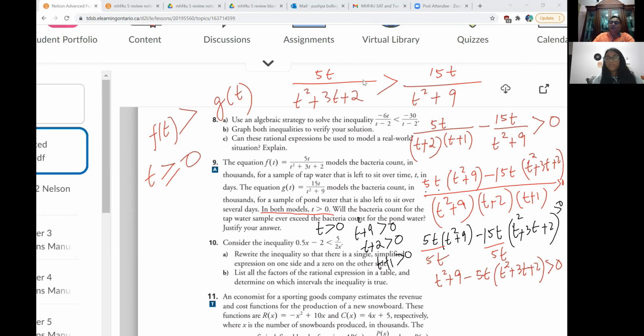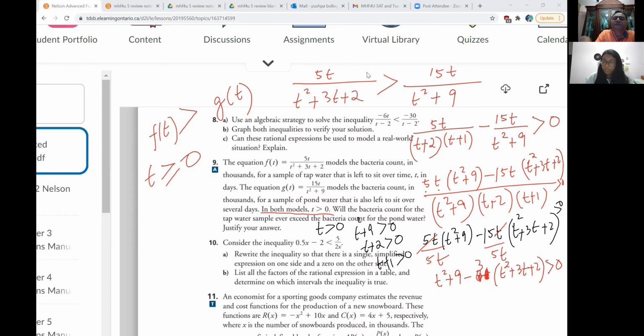Now we have a quadratic to solve. In fact, in 5t, this t also got cancelled. So 5t, this t is not there. Sorry, 3 is there. We divide by 5t, 15 divided by 5 is 3. So 3 times t squared plus 3t plus 2, right? So that's a quadratic to solve.